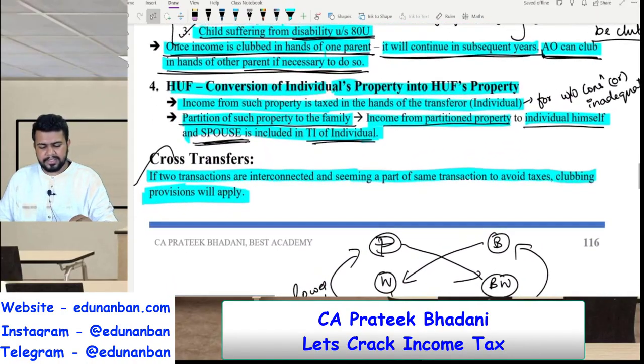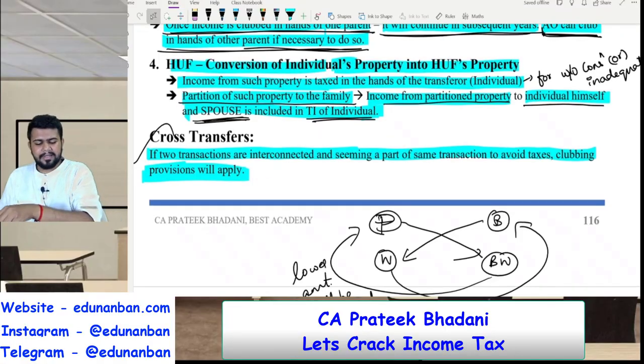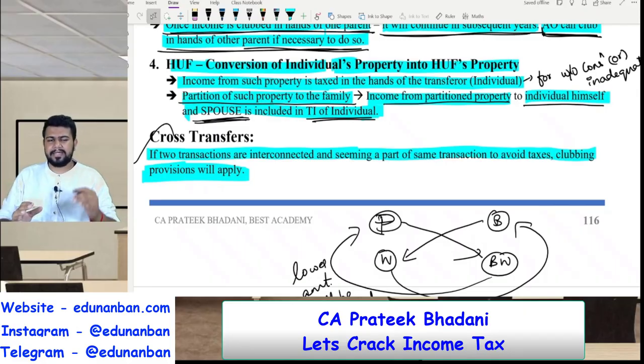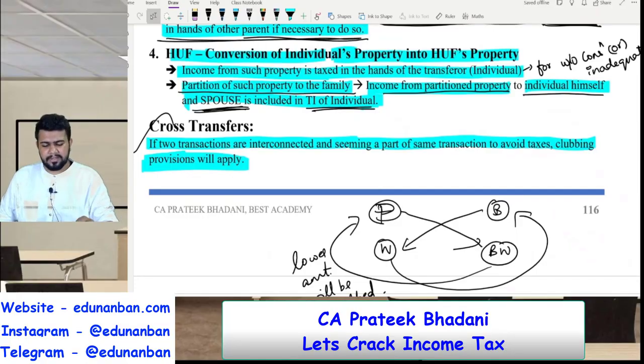Now let's come to HUF, Hindu Undivided Family. If a property is transferred to an HUF by an individual without consideration or for inadequate consideration, then the income received on such property will be clubbed in the hands of the transferor. Simple, correct. Now let's see the next provision.